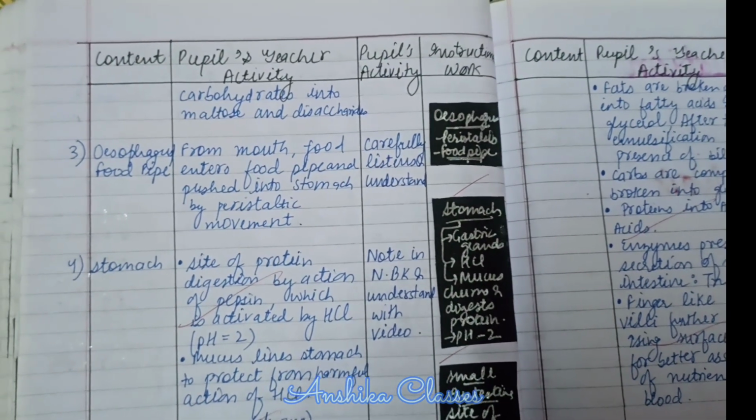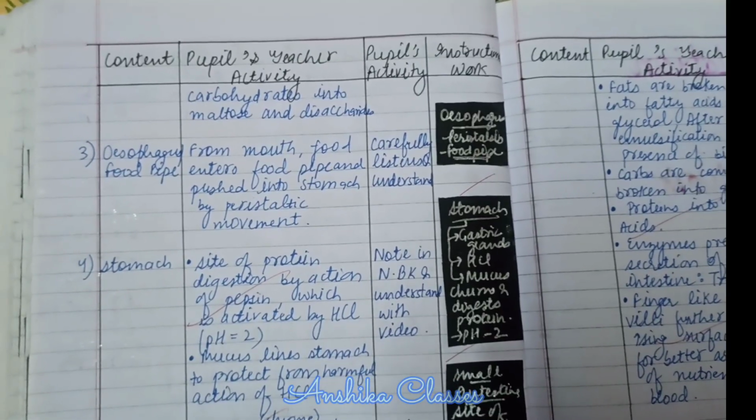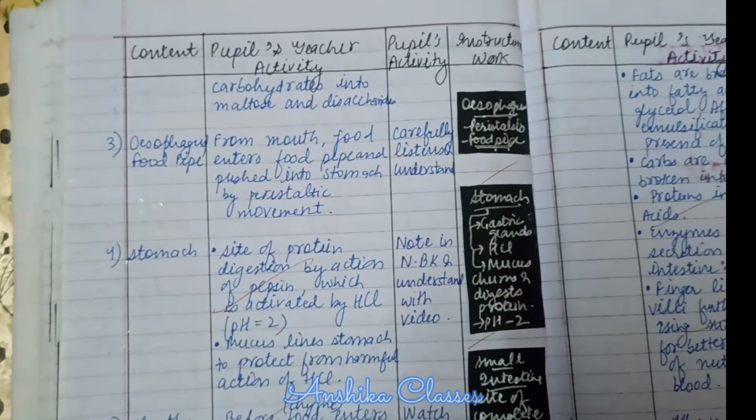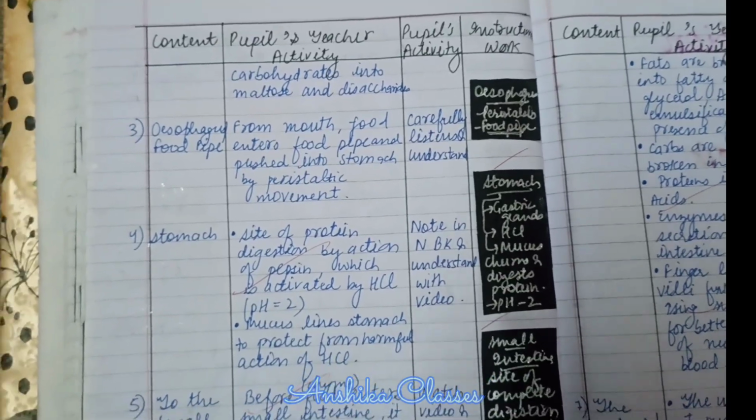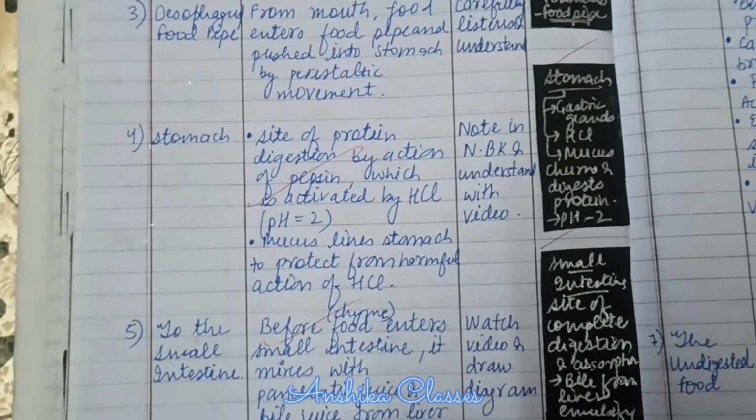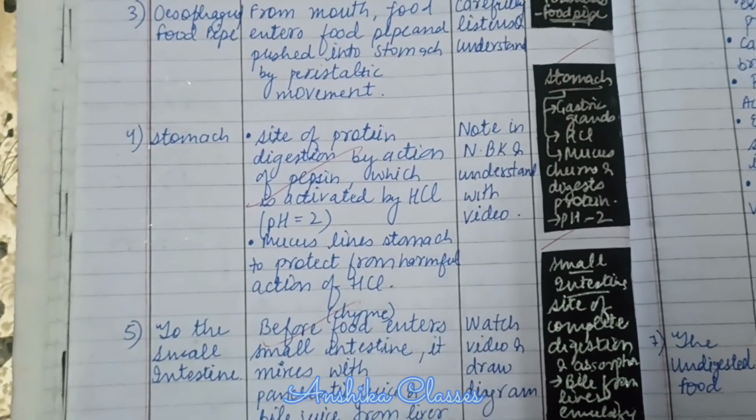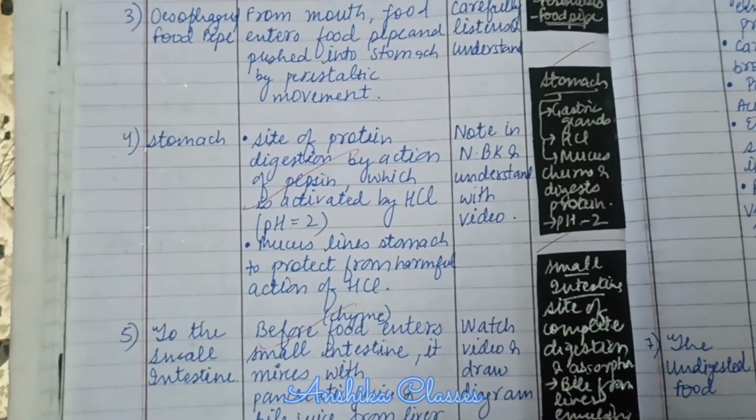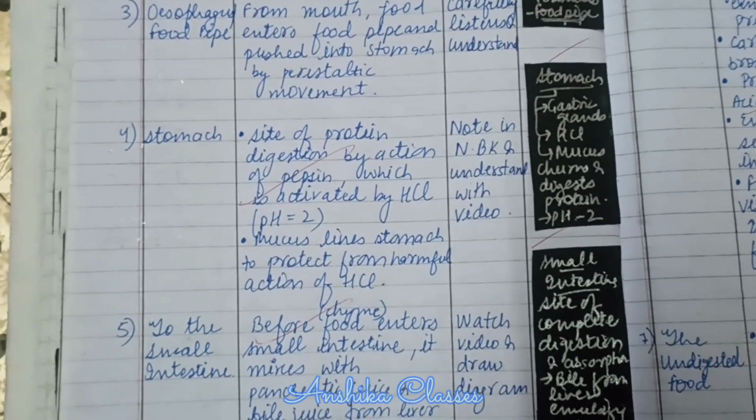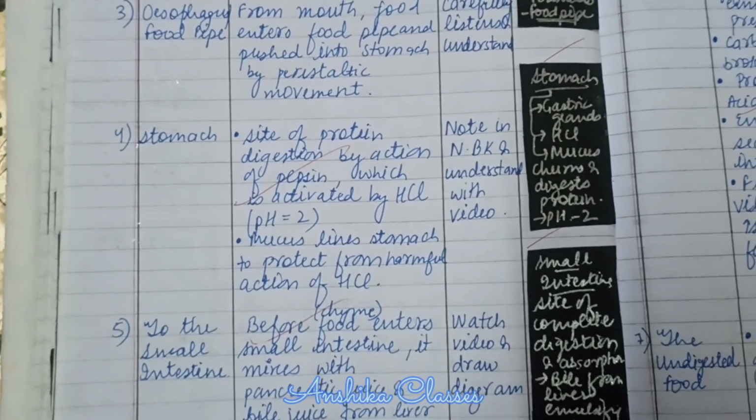Further, from mouth, food enters the food pipe, which is called the esophagus, and it is pushed into the stomach by the peristaltic movement of the esophagus. Stomach is the actual site of protein digestion. Here the proteins are digested with the help of pepsin, which is activated by HCl, and there is a mucus lining the stomach which protects it from the harmful action of HCl.